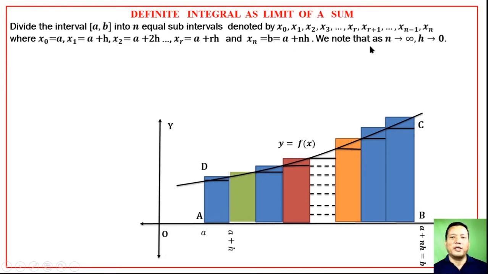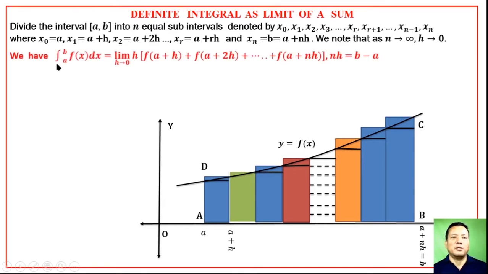We note that as n tends to infinity, that is, the number of subdivisions is large, h tends to 0, that is, the width of the interval tends to 0. We have the integral of f of x dx between a to b is equal to the limit as h tends to 0 of h times [f of a plus h plus f of a plus 2h plus ... plus f of a plus nh], where nh is b minus a, as in this picture.